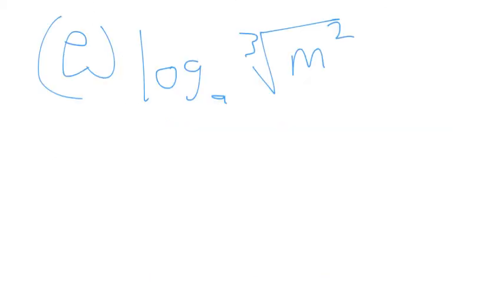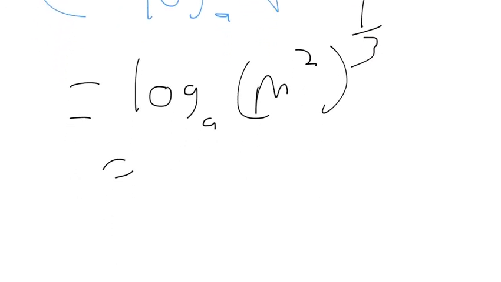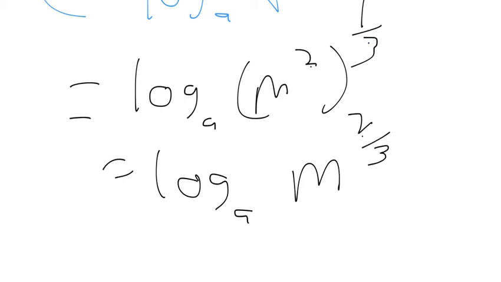In part E, I believe it said log base a of the cubed root of m squared. Let's get rid of the radical. Because remember, the cubed root of something is the same as raising that to the 1/3 power. Remember, whenever we have a power to another power, we just multiply the exponents, so it would be log base a of m to the 2 times 1/3, which is 2/3. Bring the 2/3 in front, so it would be 2/3 times log base a of m.